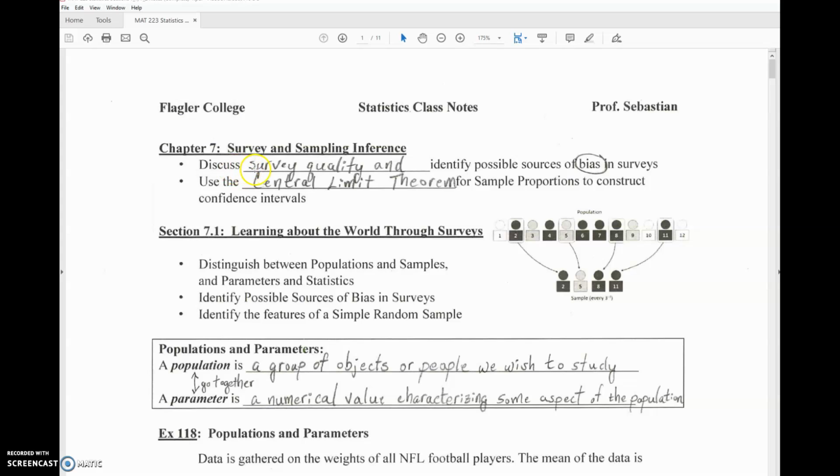We want to discuss survey quality and identify possible sources of bias in our surveys. Bias are things that make us not get a true answer to our survey questions. And then we're going to use the central limit theorem later on in this chapter for sample proportions to construct confidence intervals. That won't be until section 7.4, and that's kind of the culmination of the chapter.